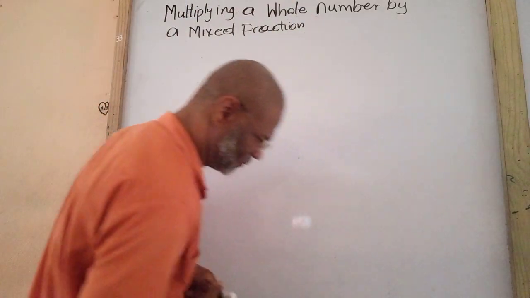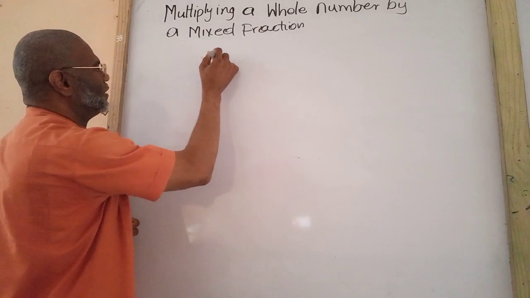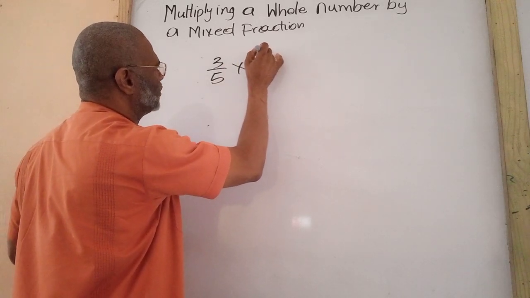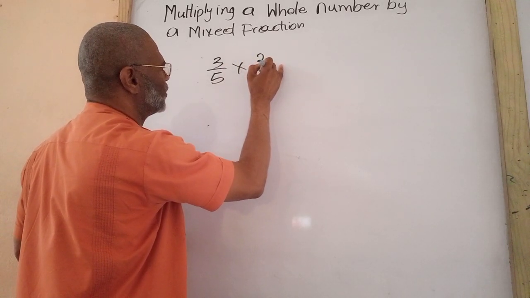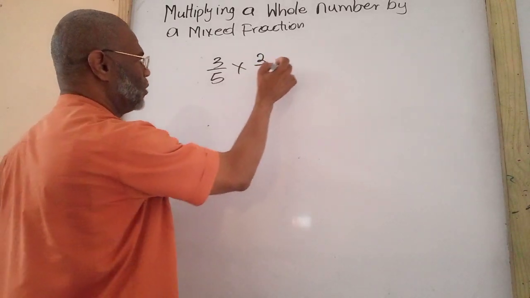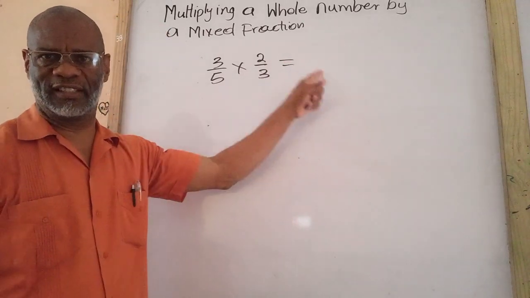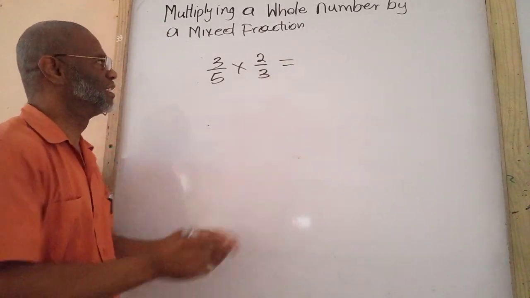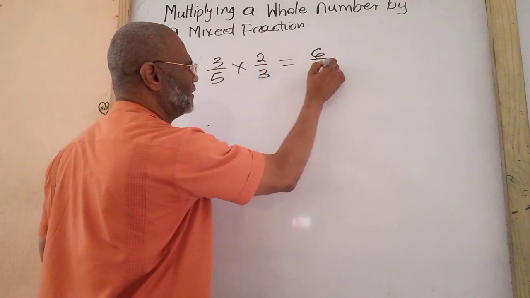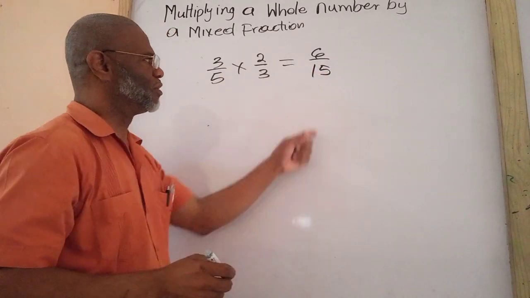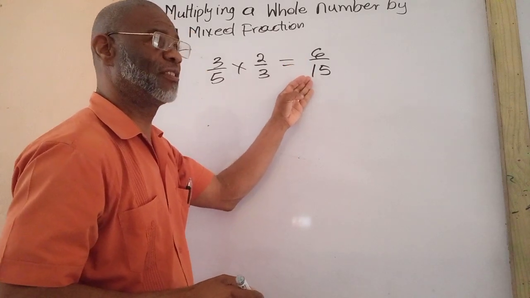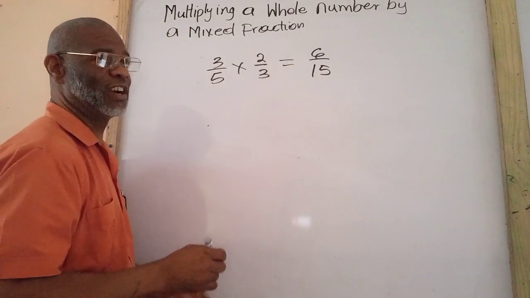Good. So we have 3/5 times 2/3. Alright. So here again we can multiply the numerators, we can multiply the denominators. So 3 times 2 is equal to 6, 5 times 3 is 15. Good. Now, is anything common to 6 and 15? Yes, 3 is common to 6 and 15.